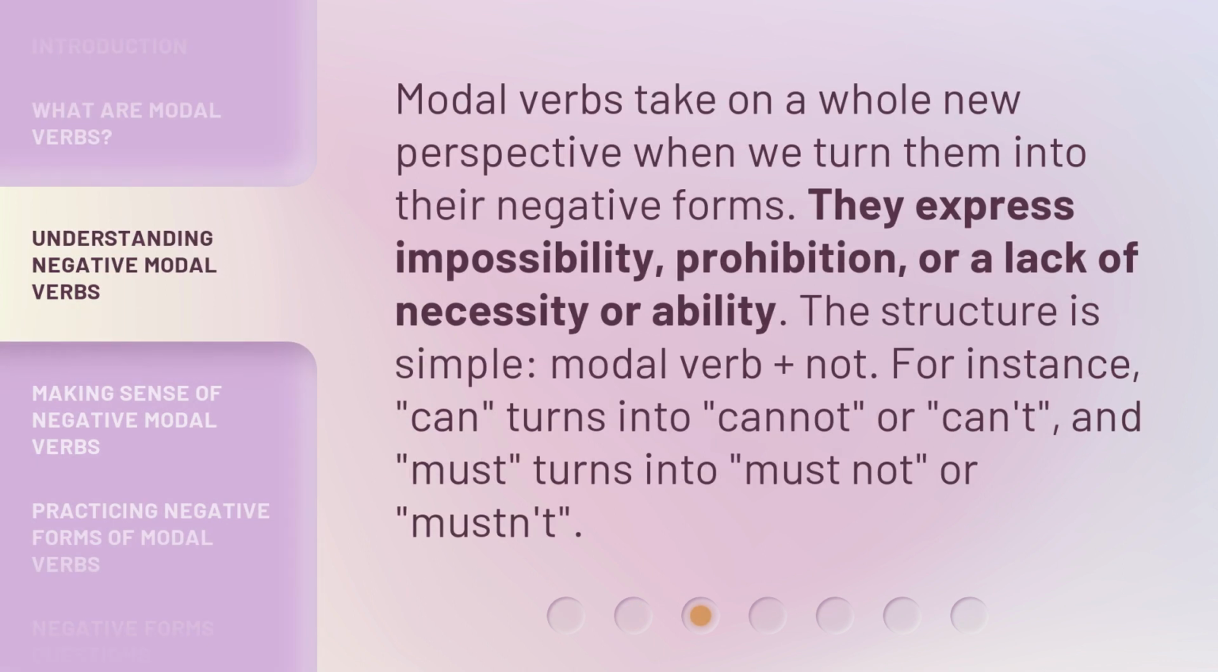Modal verbs take on a whole new perspective when we turn them into their negative forms. They express impossibility, prohibition, or a lack of necessity or ability. The structure is simple: modal verb plus not. For instance, can turns into cannot or can't, and must turns into must not or mustn't.